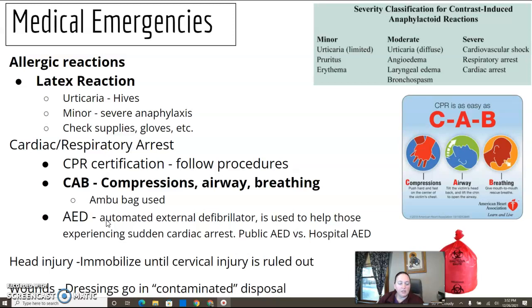Head injuries, try to immobilize until the cervical injury is ruled out. Wounds, if the dressings are bloody, they're going to want to go in a contaminated disposal.